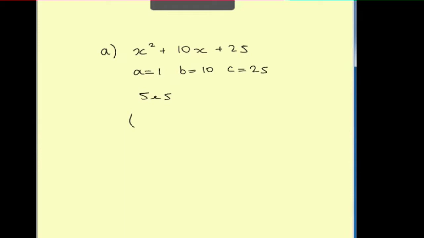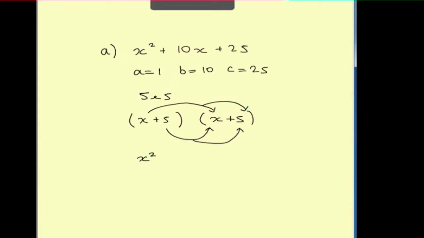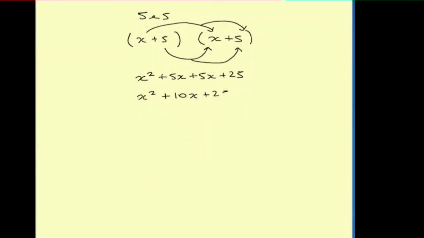So again, we put two brackets, x in each one, number in one bracket, the other number in the other. So again, expand the brackets to make sure you get back to the expression you started with. So x times x is x squared, x times 5 is 5x, 5 times x is 5x, 5 times 5 is 25. So that simplifies to x squared plus 10x plus 25. So we know we've factorised it correctly.